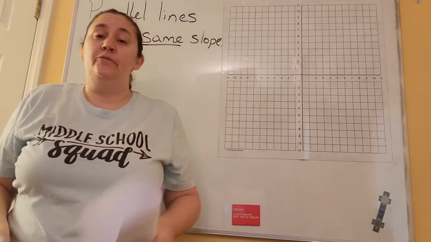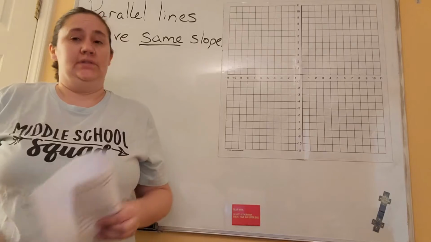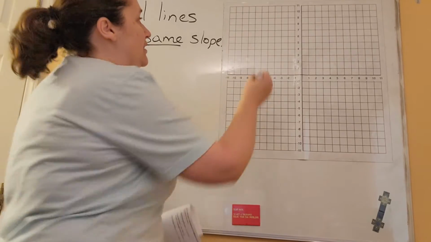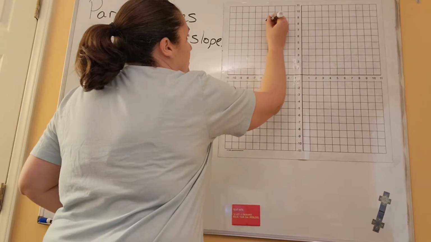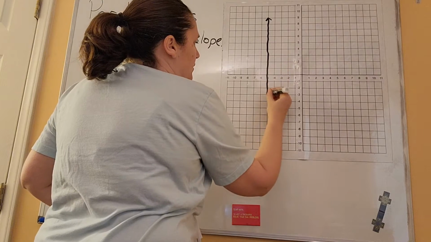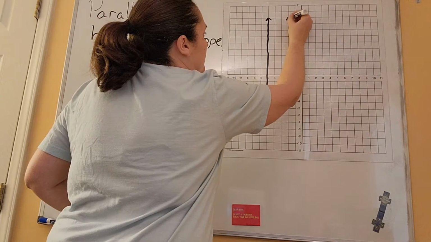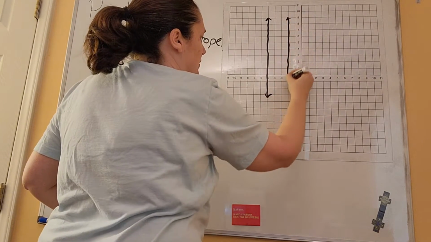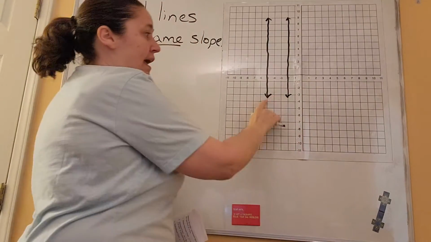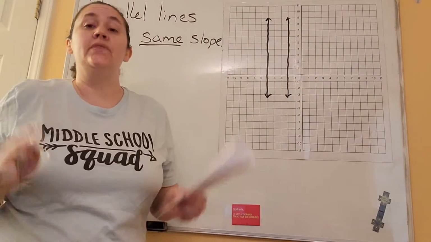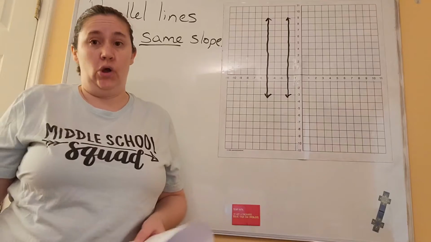Any set of parallel lines have the same slope. If I give you two lines that look like this, they are parallel, so they have the same slope.